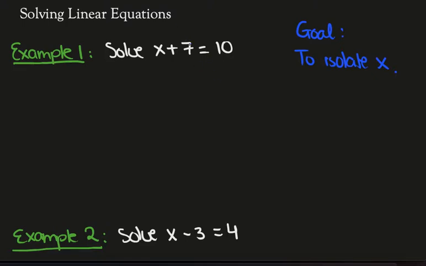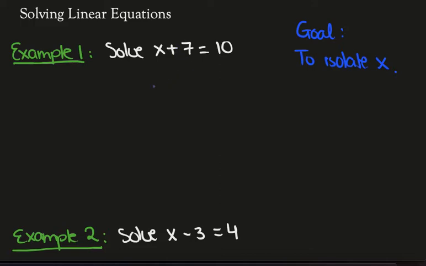And the fundamental idea is that we're always going to get rid of the plus and minus terms before we get rid of any multiplication or division terms. So the way to get rid of something, if it's on the left hand side, which is where we want the x to be, we're going to do the opposite. So here we have solve x plus 7 equals 10, and we need to get rid of this plus 7. So the way we're going to get rid of this plus 7 is do the opposite. So what's the opposite of plus 7?